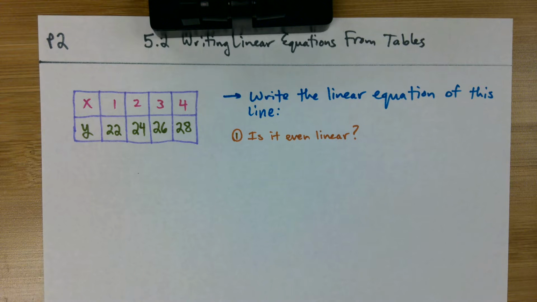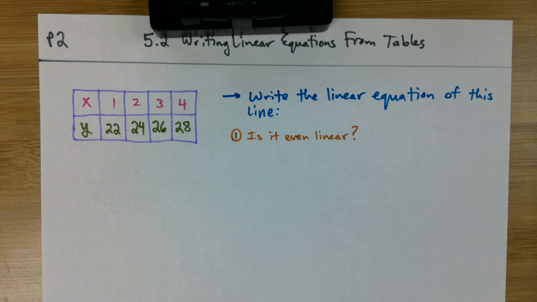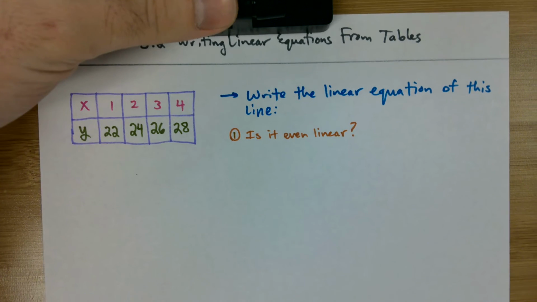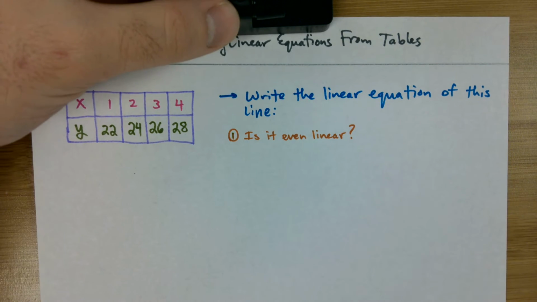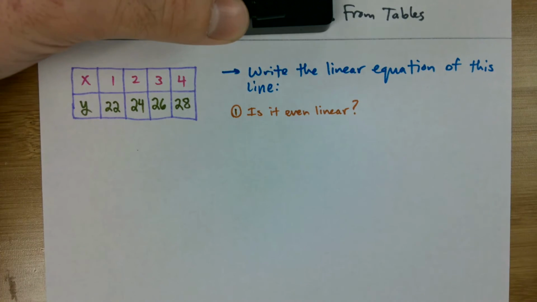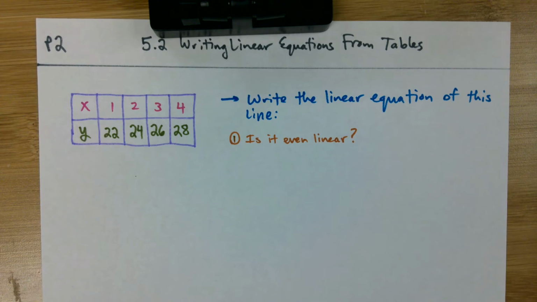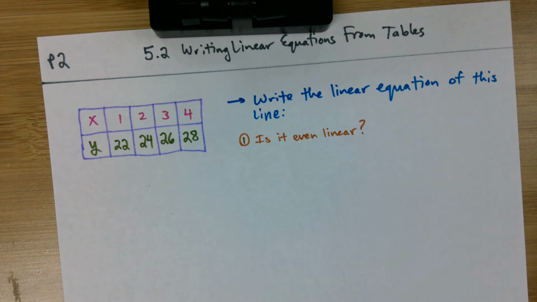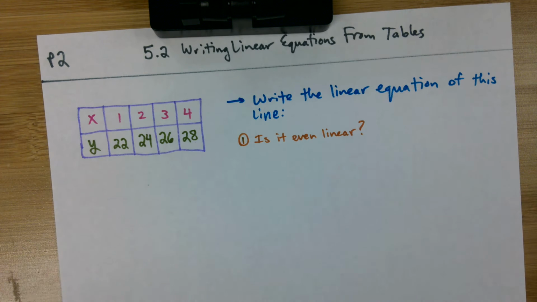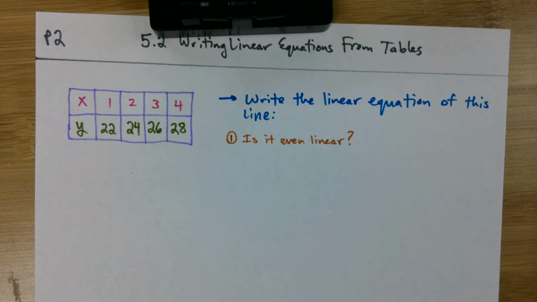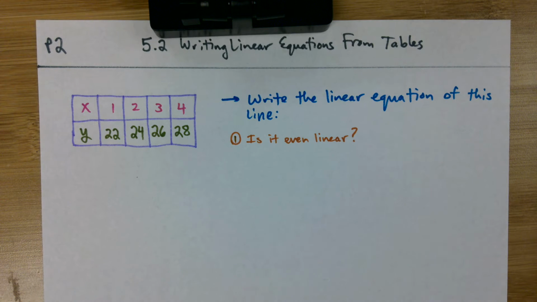So, we've got a table here. Today we're going to be focusing on tables, right? 5.1 we focused on graphs. Today we're going to talk about tables, and tomorrow we're going to talk about situations, which is essentially word problems. So it'll be fun. But today we're just dealing with tables. It's nice and easy. We're going to use exactly what we already know about finding slope from a table to find our slope here. And we're going to have to actually write the whole linear equation of this line.